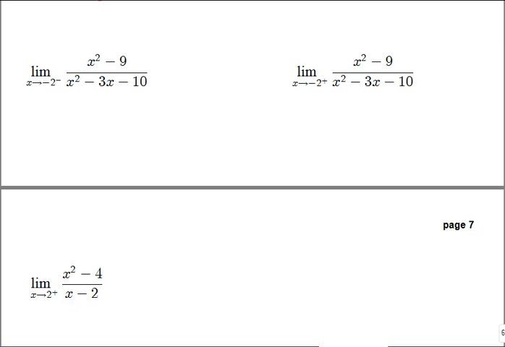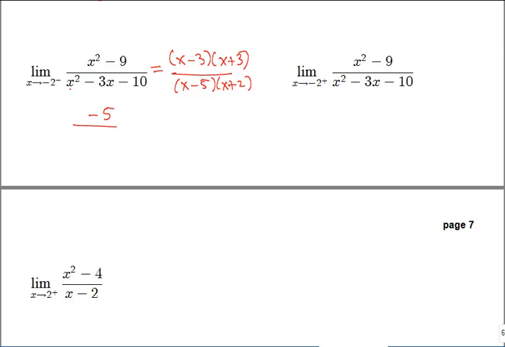Okay, let's take a look. Now this is that same fraction again, so same factors, x minus 3, x plus 3, and x minus 5, and x plus 2. And this time I'm approaching negative 2 from the left-hand side. So let's just see what we would get if we had plugged in negative 2 from the very beginning. Negative 2 squared becomes positive 4. 4 minus 9 is negative 5. So we know the numerator is negative.